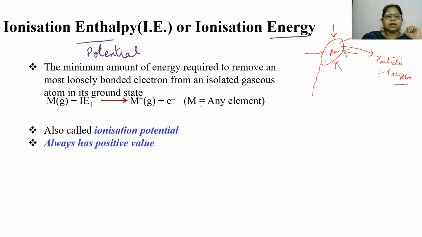Now, the second term is that it always has a positive value. I'm not going to go into much detail on the first thing because you have already done it in the class. But every word of this definition is very important. If you are asked to describe what is ionization potential, it is the minimum amount of energy required to remove the most loosely bonded electron from an isolated gaseous atom. Now, can somebody explain to me the meaning of most loosely bonded? What do we mean by this?